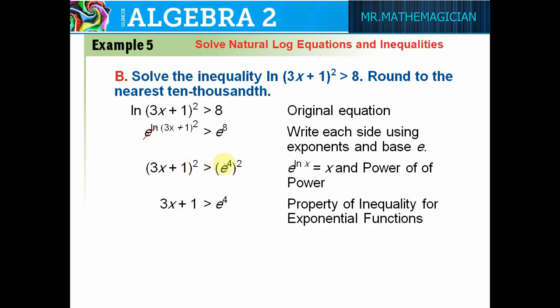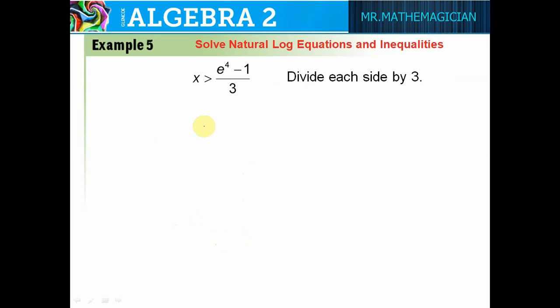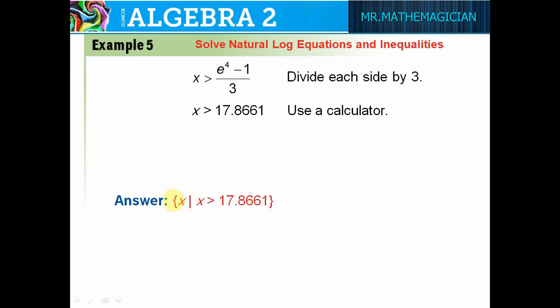Now we can cancel power 2 with power 2, so 3x plus 1 is greater than e to the power of 4. Take positive 1 to the other side, so 3x is bigger than e to the 4 minus 1. Now let's divide by 3, so x is bigger than e to the power of 4 minus 1, over 3. Or we can say x is greater than 17.8661. So the final answer is x such that x is greater than 17.8661.